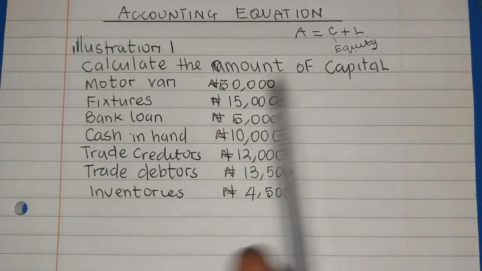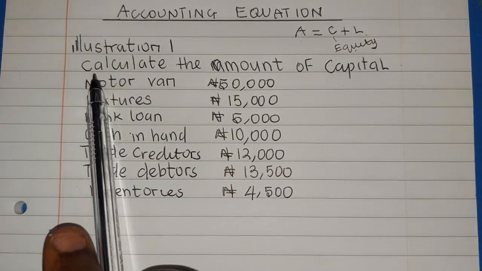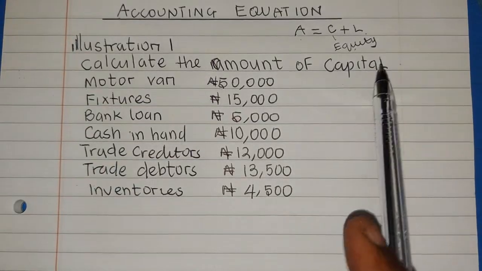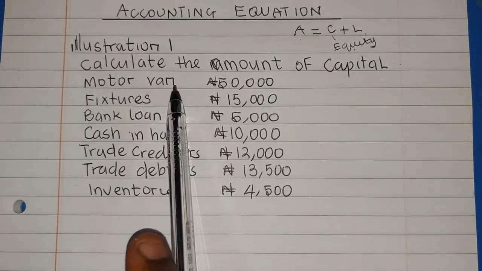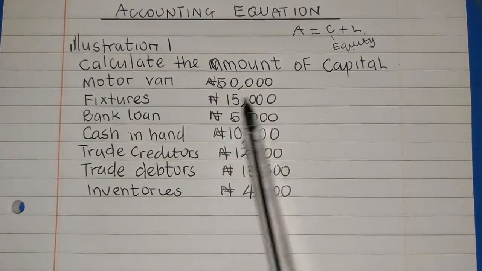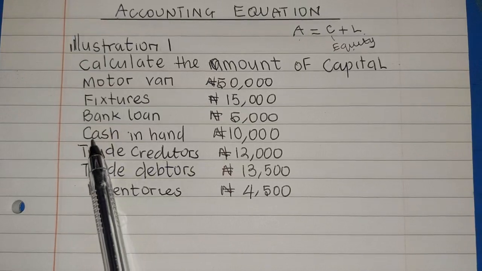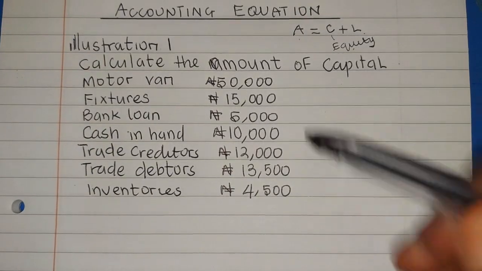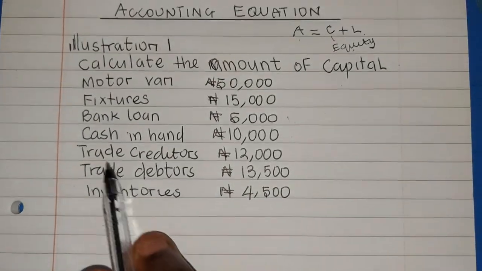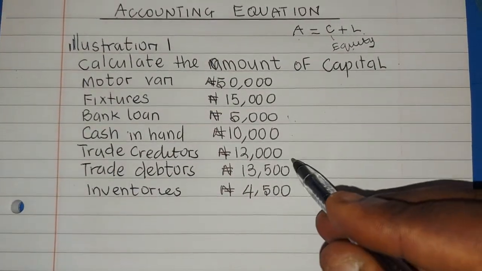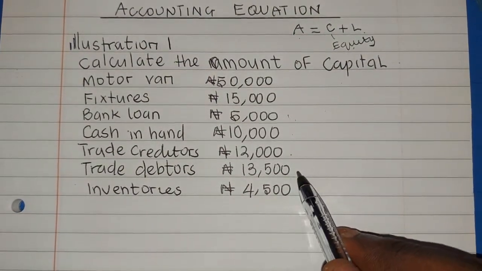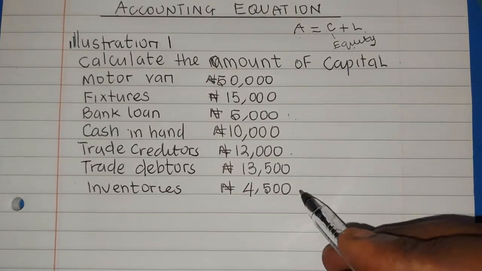Now let's look at this question. Let us apply this equation, okay? The question says illustration 1, calculate the amount of capital. You have been given the motor van, the assets of the business. Motor van is an asset. Fixtures is an asset. Bank loan is a liability. Cash in hand, that is an asset. Trade creditors, that is a liability. Then trade debtors, that is an asset. Inventories, that is an asset, okay?